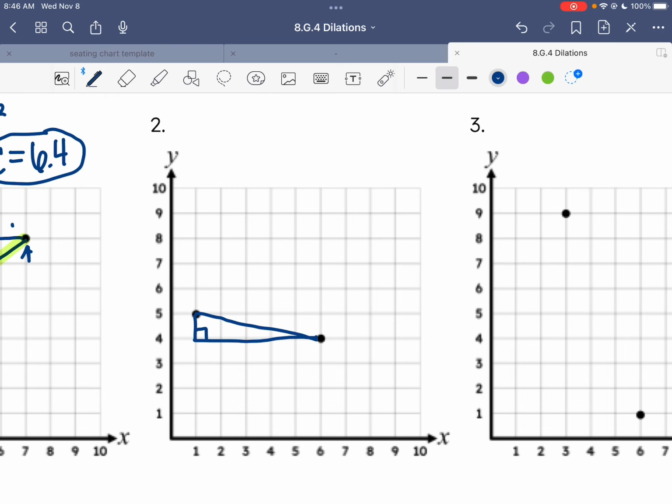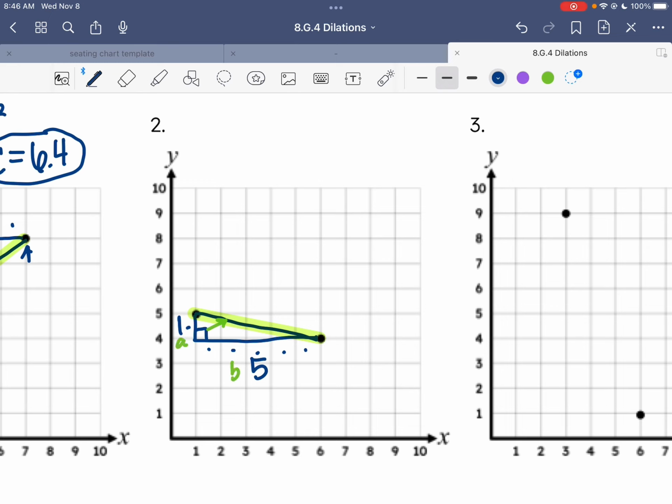So that's our right angle. That means that this is our hypotenuse. So we're going to count the side lengths. This is 1 and 5. So that's going to be our A and B.